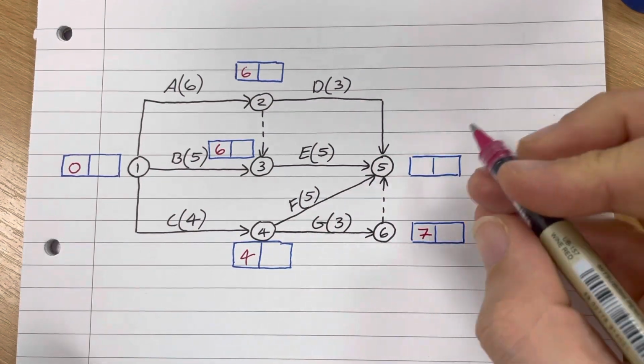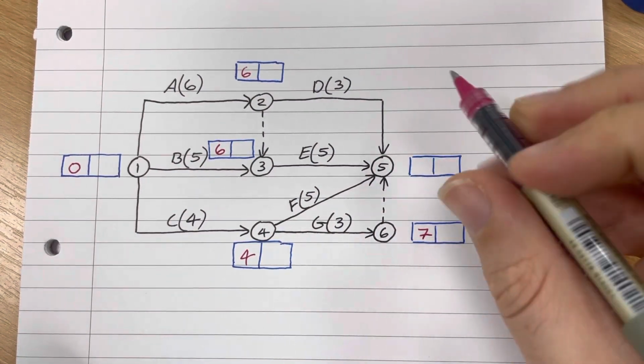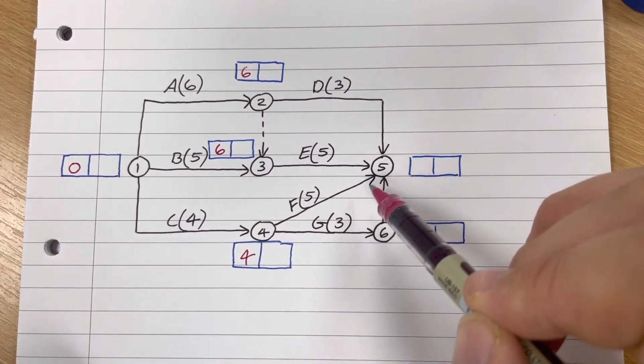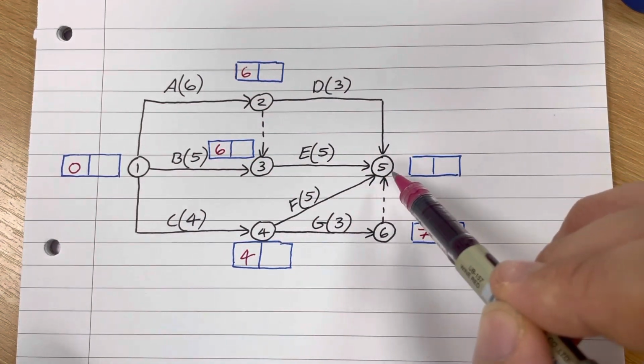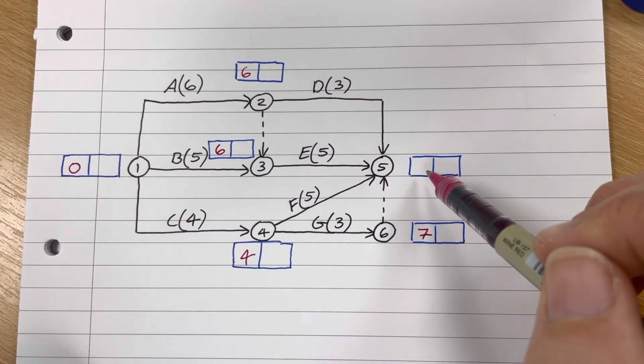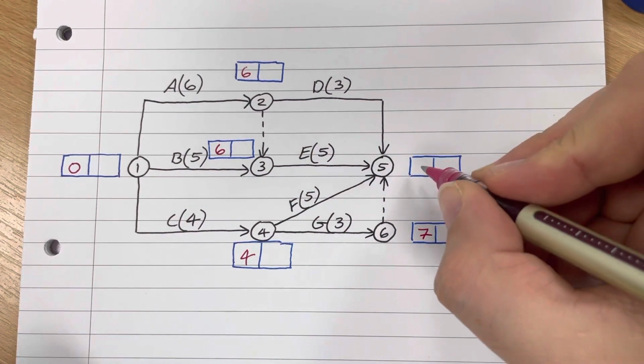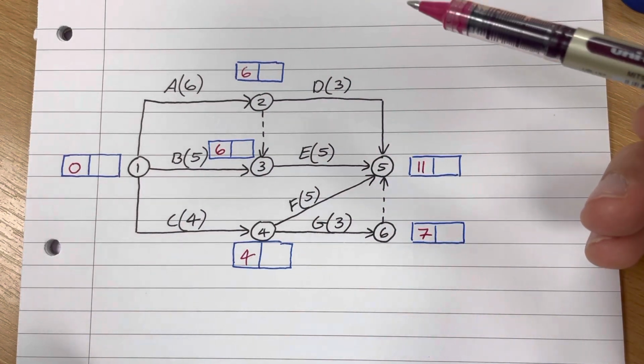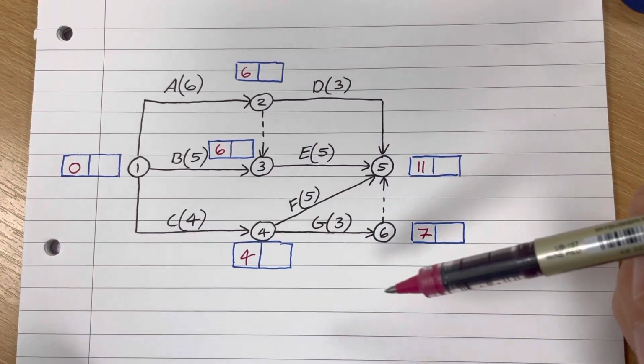And then I've got 4 inputs to check for this one. 6 plus 3 is 9, 6 plus 5 is 11, 4 plus 5 is 9, and 7 plus 0 is 7. So the biggest of those was 11. Okay, so that gets put in the left-hand side. Okay, and now the backward pass.